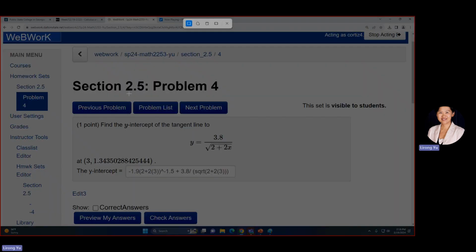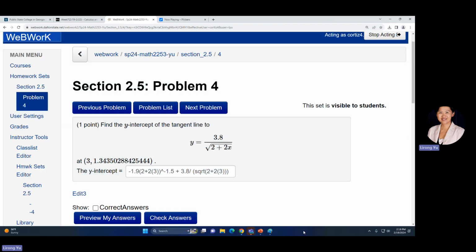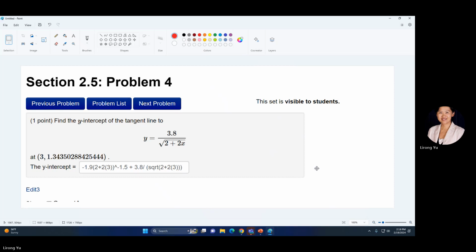All right, we can look at it together. First is the point, and you can see that it has a lot of decimals. We're looking at the y value with x equal to 3. So this is 3.2 plus 2 times 3, that is 8. So the y value is actually 3.8 over root of 8. So that's the point. And to find the tangent line, we also need the slope.